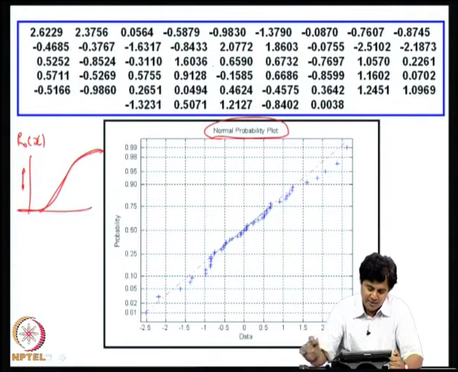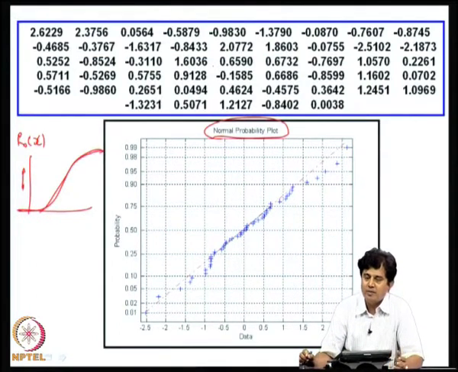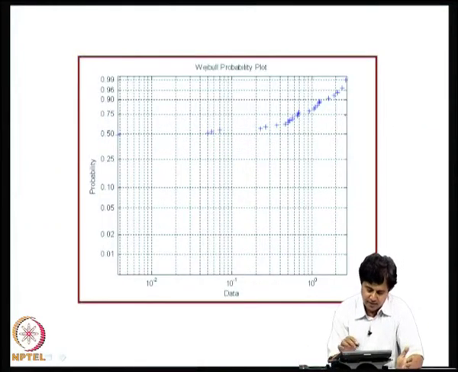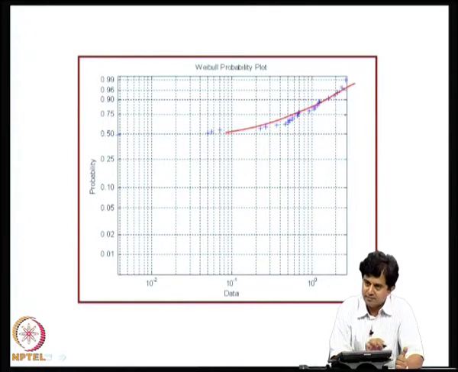Now the same data, if I plot on another probability paper, that is, the probability paper corresponding to another random variable. For example, if I plot the same numbers on a Weibull probability paper, it is not a straight line. See, I am getting something like this, which is not a straight line. So this clearly says the numbers are not Weibull.